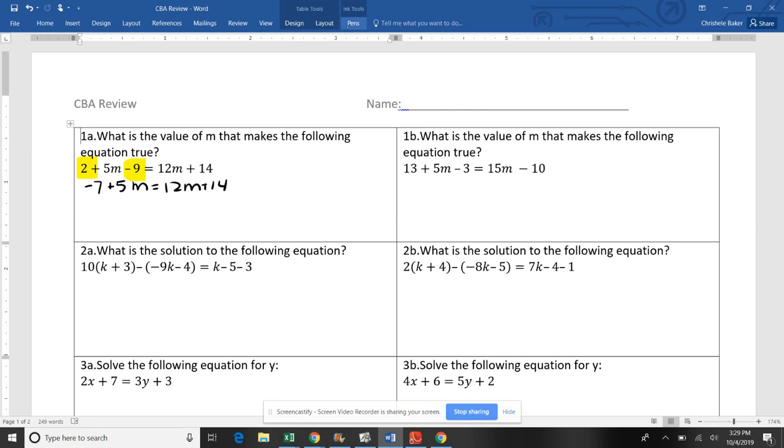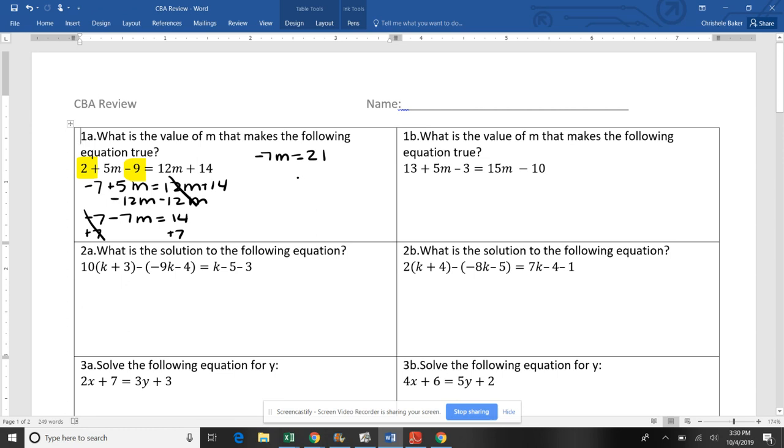The second step is for me to move my variable to the left. So I see a positive 12m, so I can subtract 12m from both sides of my equation, and I'm left with negative 7 minus 7m is equal to 14. Next, I'm going to add or subtract my constant to the right. So I have a negative 7, so I will add 7 to both sides, and I'm left with negative 7m is equal to positive 21.